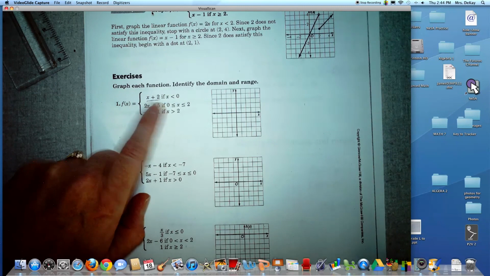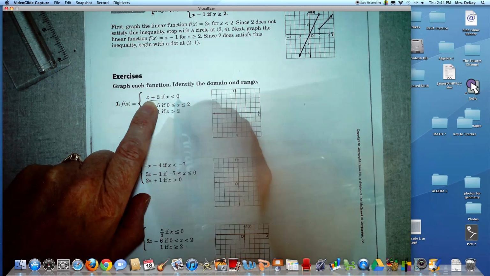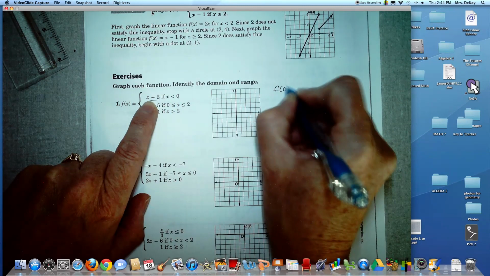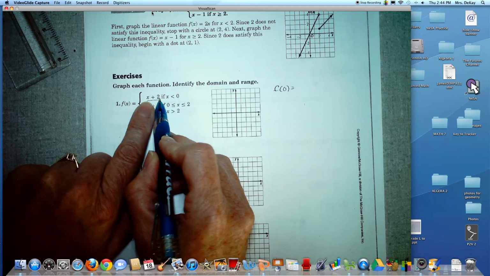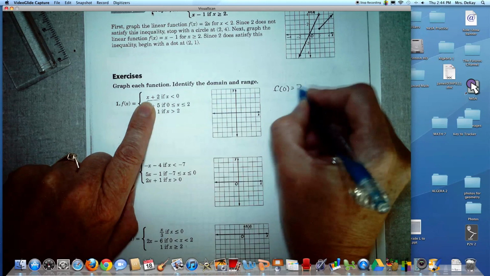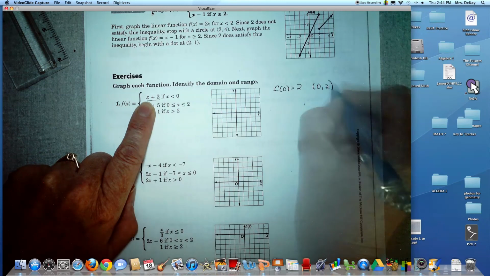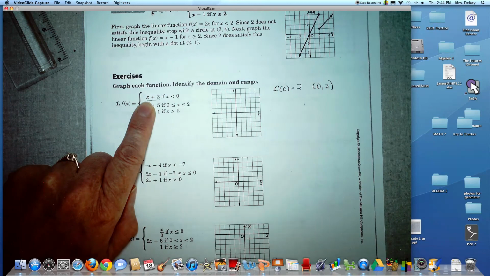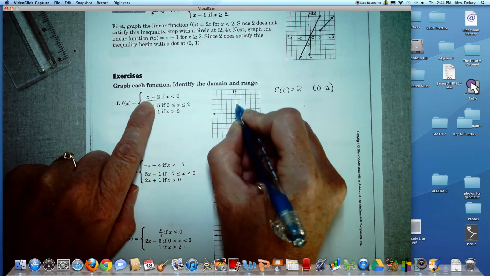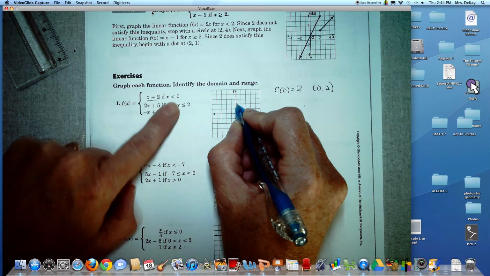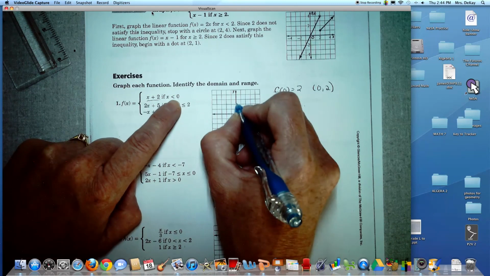Alex said, I'm going to find what f of 0 is. I'm going to put 0 in there. And 0 plus 2 is 2. So I know the point 0, 2 needs to be graphed, which is the exact same point Kara had. Okay? Is it an open circle or a dot? It's a circle, right?